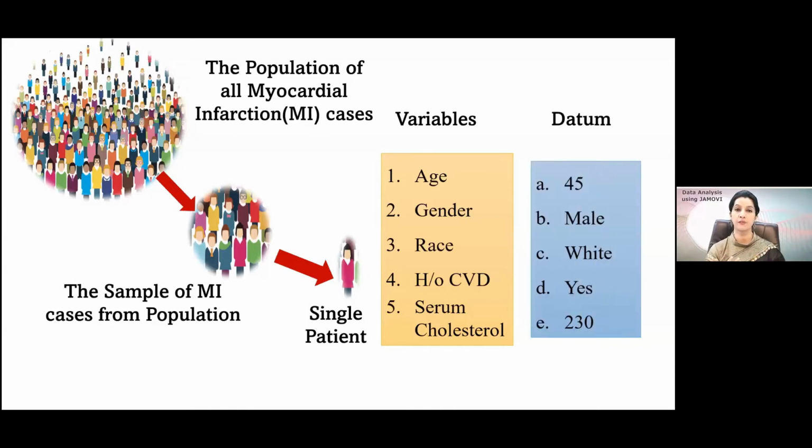The singular of data is known as the datum, but generally we never work with a single person. That's why you don't hear this term datum quite often. We basically always hear the word data because we always talk of a group of people. So the plural of datum is data. If we talk about the datum, let's say in a hypothetical situation, this person is a 45-year-old male of white race with a history of cardiovascular disease, and the value of serum cholesterol is 230.